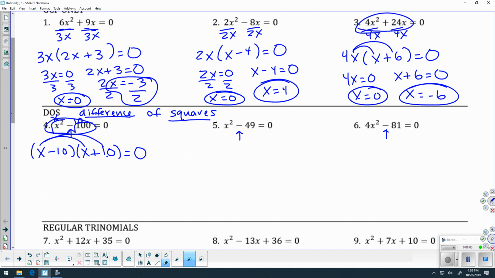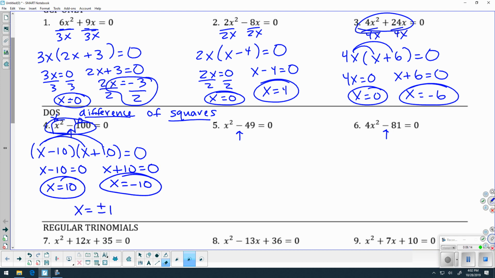Okay, so we got it factored, so now we just need to solve it. So I set x minus 10 equal to 0. I set x plus 10 equal to 0. Again, you get two answers. You get positive 10, then you also get negative 10. Or if you want, you could write your answer like this as well, positive negative 10. So instead of writing them out separately, you could just combine them to be plus and minus 10.